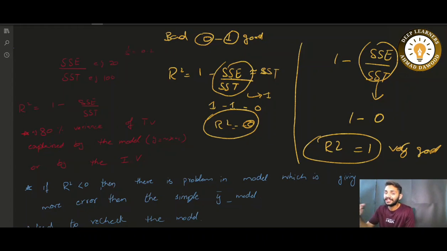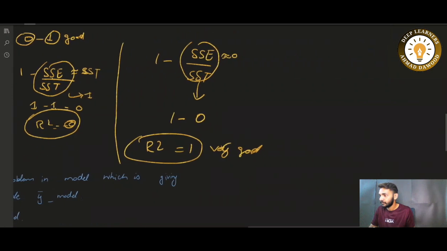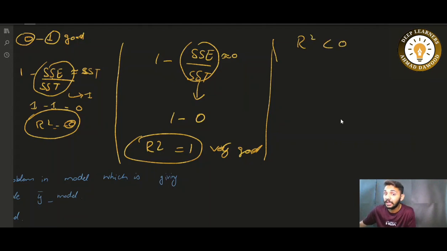Now it has a range from 0 to 1. Unfortunately, sometimes you get an R square answer less than 0. Sometimes you can get an R square less than 0, or you can say a negative value.